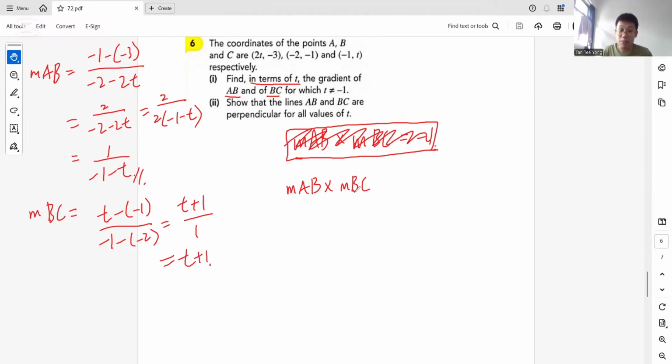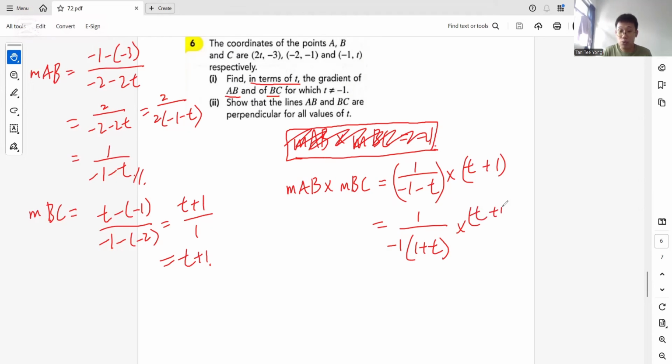So gradient AB times gradient BC equals 1 over -1 minus t, multiplied by t plus 1. Okay, this is what I'm going to show, and I'm going to show that it simplifies to become -1. So for this fraction, I'm going to factorize out the -1 from the bottom: 1 over -1 bracket 1 plus t, times t plus 1, which equals t plus 1.